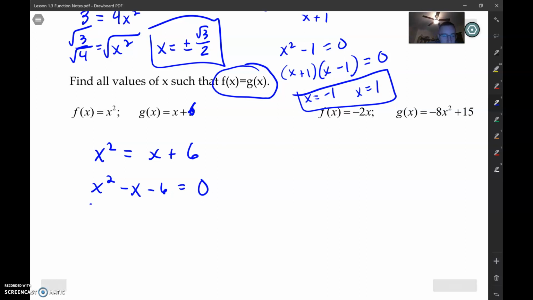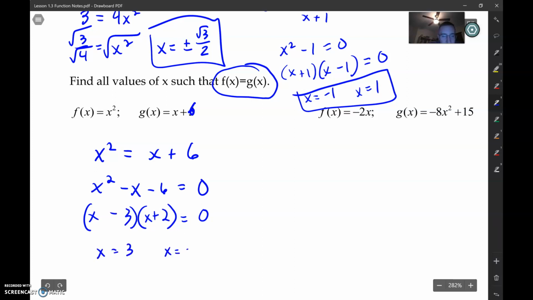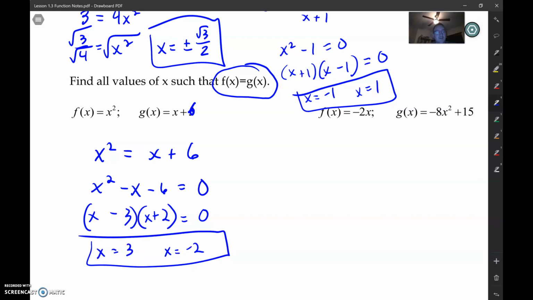How do I solve? A little guess and check. Factoring will never leave you. x and x, 3 and 2, minus and plus. So my two answers are 3 and negative 2. So you're telling me these touch at 2 spots, Smith? We got 2 answers?